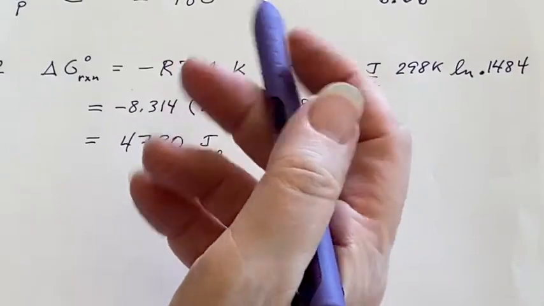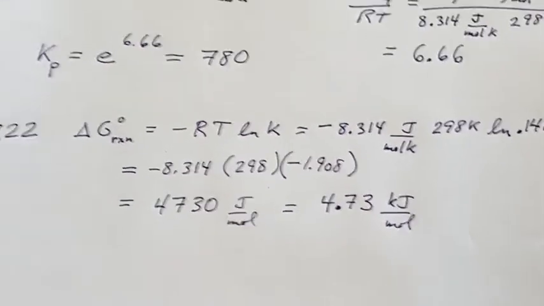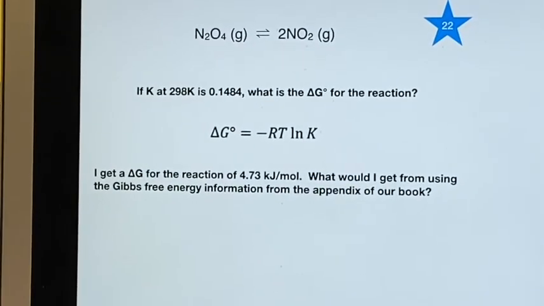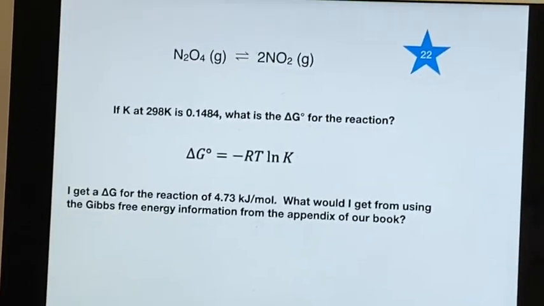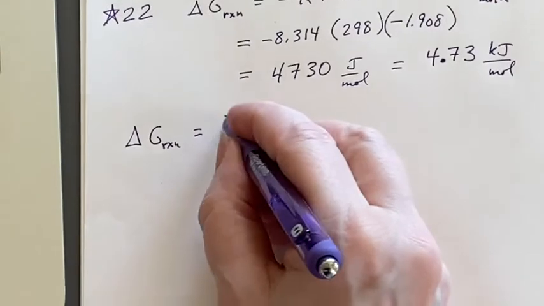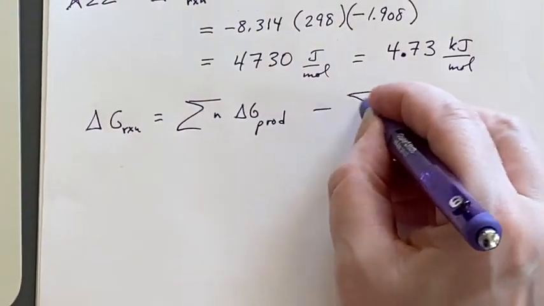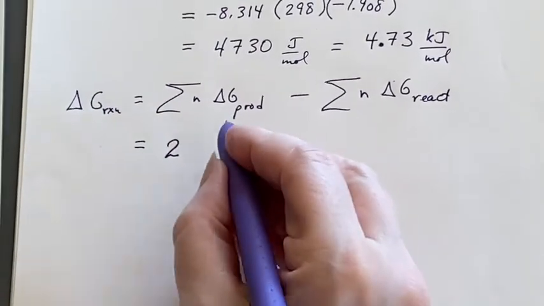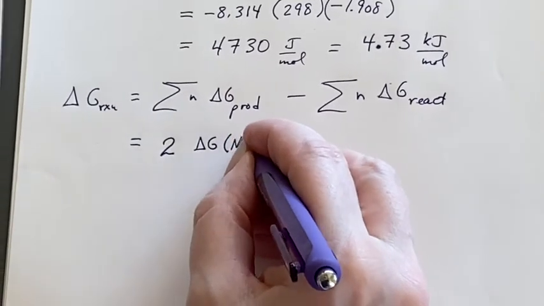There's a new way to calculate what delta G for a reaction is. What was the old way? If I used the Gibbs free energy information from the appendix of the book. If I did that, I would be going back to saying that delta G for a reaction is dependent on what's going on with the products and subtracting what's going on with the reactants. Okay, this is 2 moles, that was the products. And I would go look up the delta G of NO2.